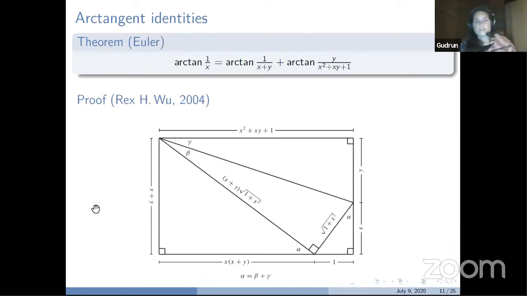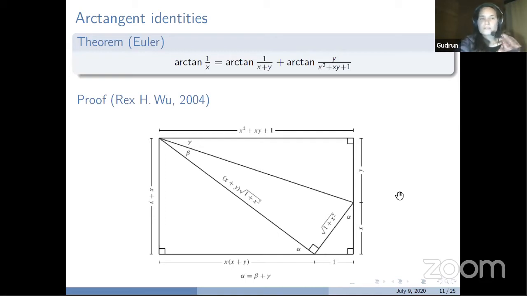You can do the whole thing a little bit more complicated. If you start with a more complicated configuration, you are even able to prove this more complicated relation between arctangents. So yeah, if you have some time, you can entertain yourself with that. I think sometimes it's fun to see these kinds of proofs. But I won't go into details now.